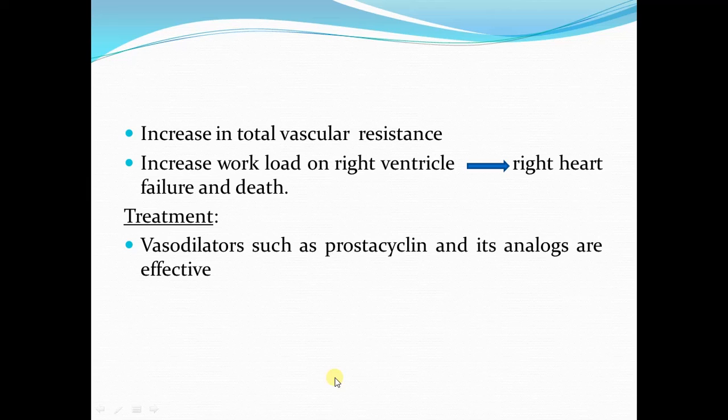So what happens due to pulmonary hypertension? There is increase in the pulmonary vascular resistance, which increases the workload on the right side of the heart and can even lead to right heart failure. The treatment of pulmonary hypertension is to give vasodilators such as prostacyclin and its analogs.